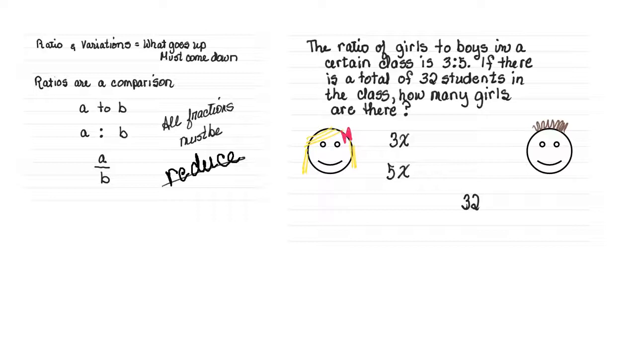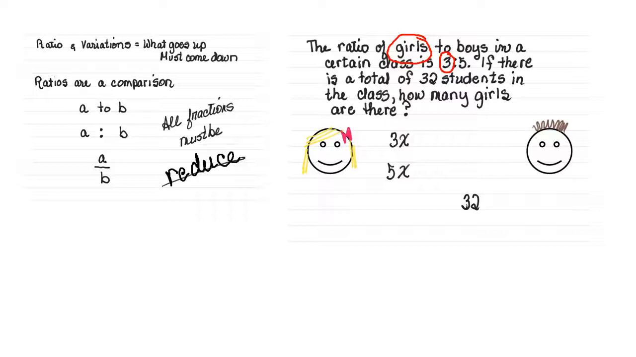Basic ratio comparison. There's a ratio of girls to boys in a certain class of 3 to 5. If there's a total of 32 students in the class, how many girls are there? All right, generally when they talk about these things, whatever is coming first is going to be relative to the first thing in the ratio, and boys will be to the 5 because it's the second thing.